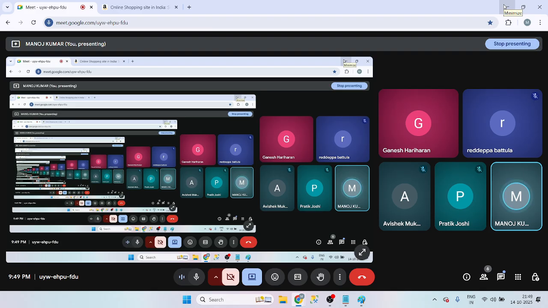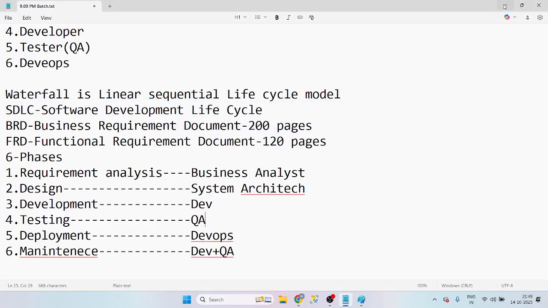It depends upon the project, Ganesh. It's just an example. I will show you the documentation. I have a BRD document and an FRD document. No worries, I will show you in future classes. It won't be 200 pages. I have my company's document, but I can't show you that.